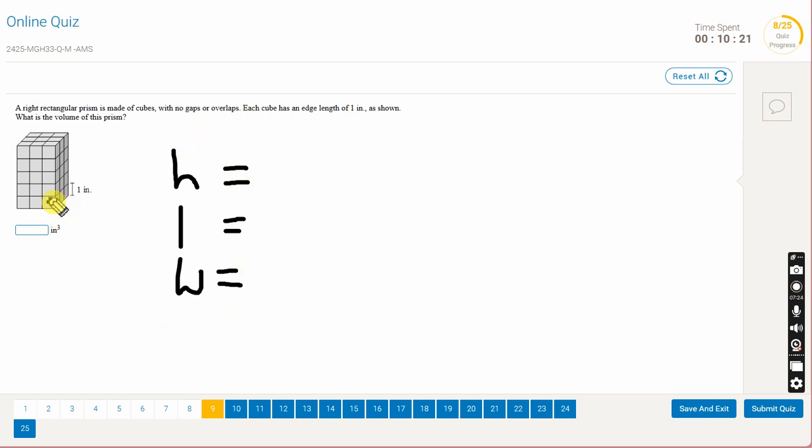Now the height, 1, 2, 3, 4, 5. So you can write 5 and usually do it like this. It will be easy for you to find where exactly is your height, length, and width.